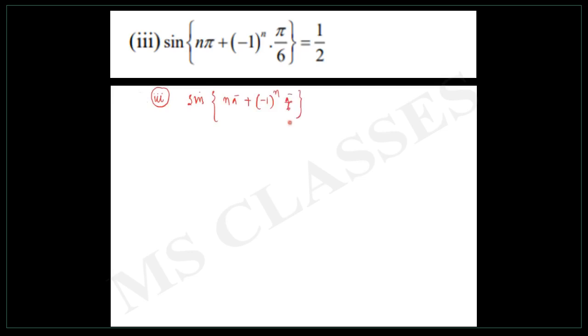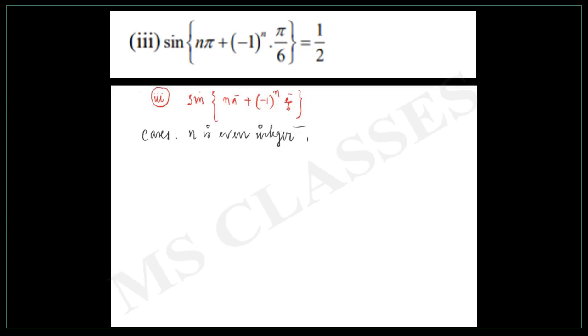Now children, the same logic applies here. We'll take n as first odd or even, whatever you like. Basically we'll take two cases, n is odd and n is even, and then we'll check that the value we are getting is equal to half all the time or not. So write, case 1, n is even integer.